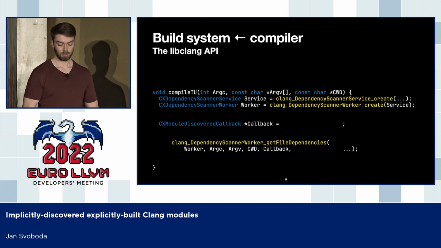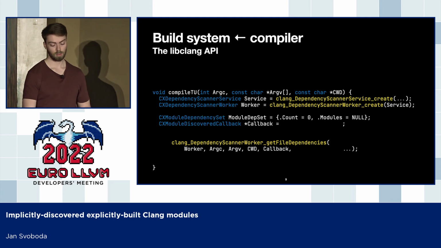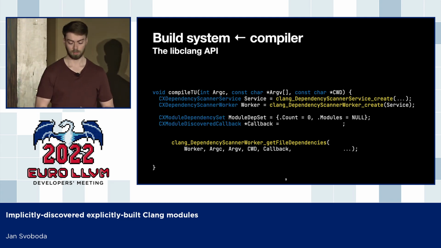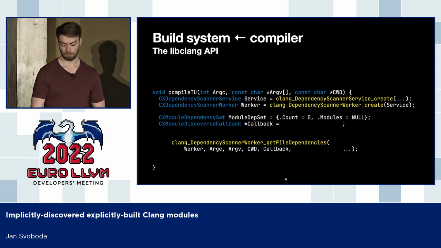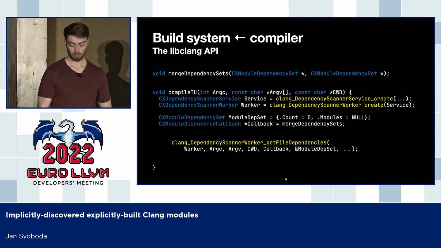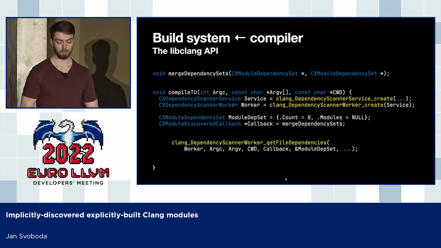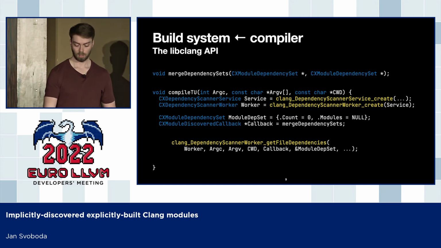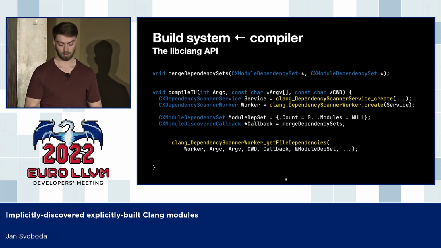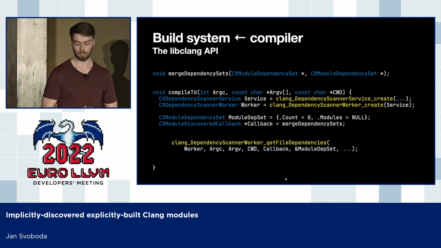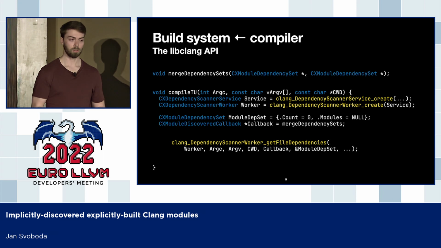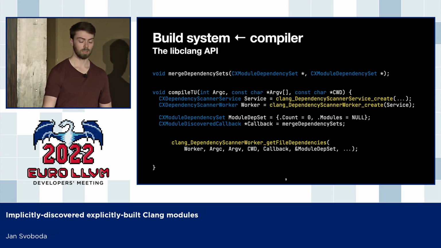The build system using this API might choose to start compiling discovered modules right away, but we'll just collect them into this modules dependency set variable and make the callback a merge operation. This way, any newly discovered modular dependencies will be merged into this set. When the getFileDependencies function returns, the set will be describing the full graph of modular dependencies directly or transitively imported by the given translation unit.